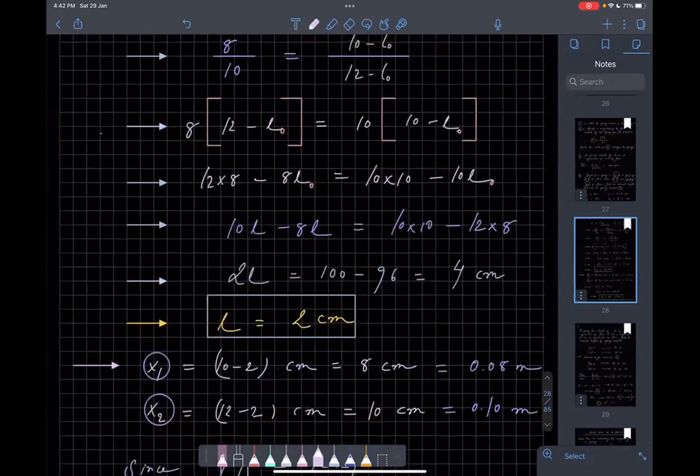You bring L naught to one side. So what will you get? 10 L naught minus 8 L naught equal to 100 minus 96. So L naught is equal to 2 centimeters. Clear?